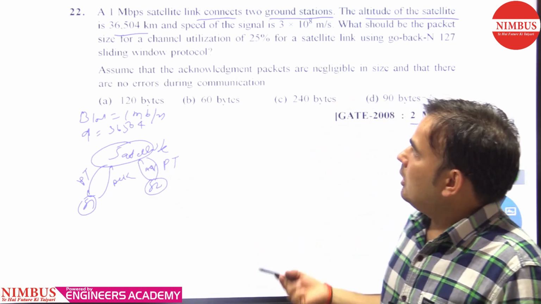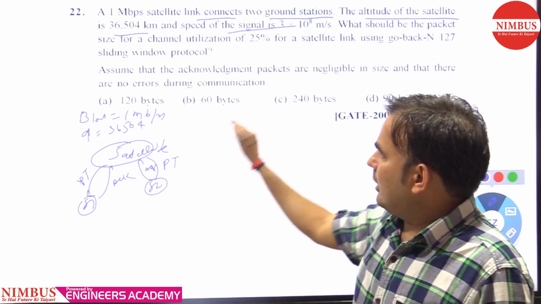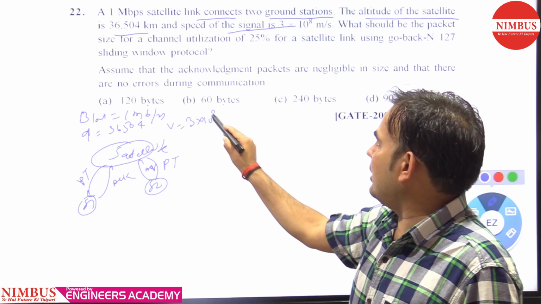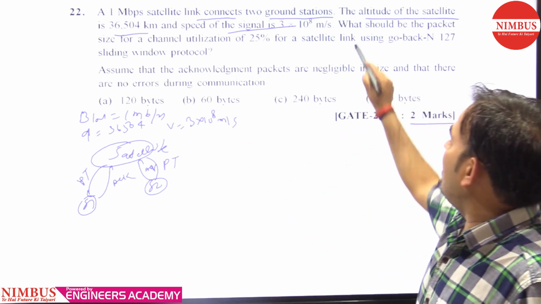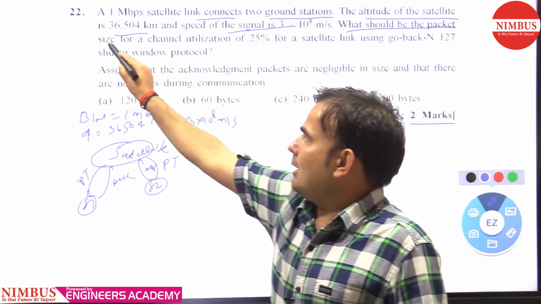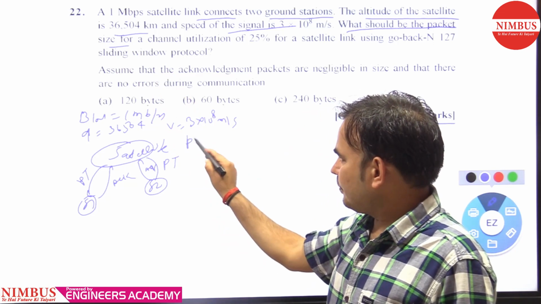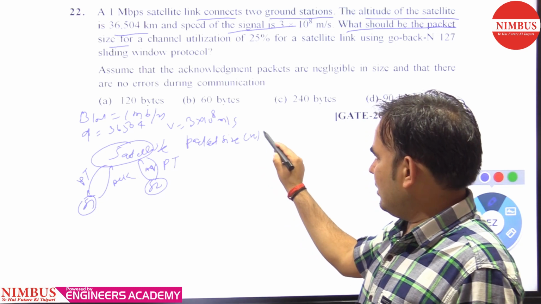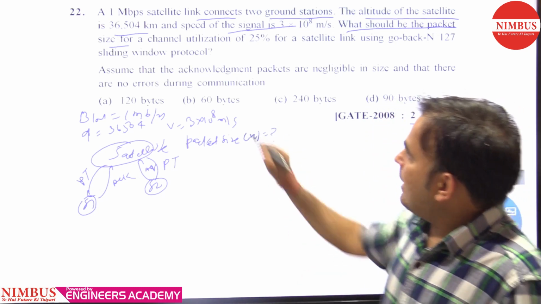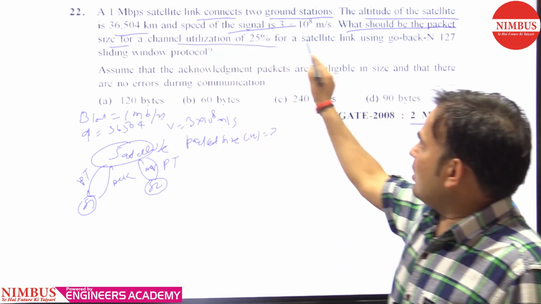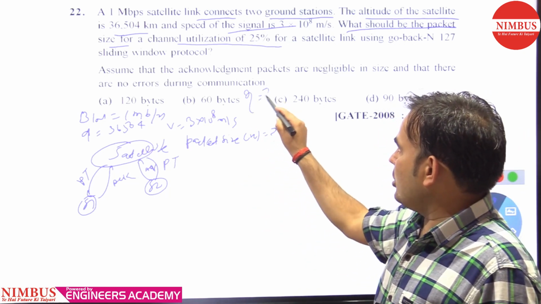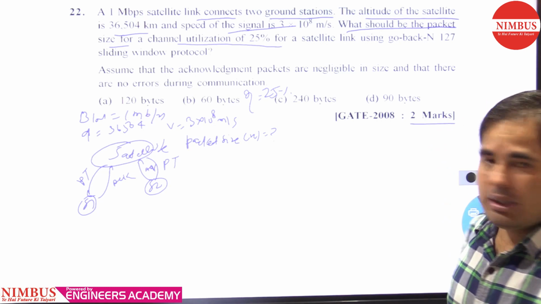The speed of the signal is also given, 3 into 10 to the power 8 meter per second. What should be the packet size? Let us consider the packet size is X, which needs to be calculated. For a channel utilization of 25%, that is, the efficiency is 25%.